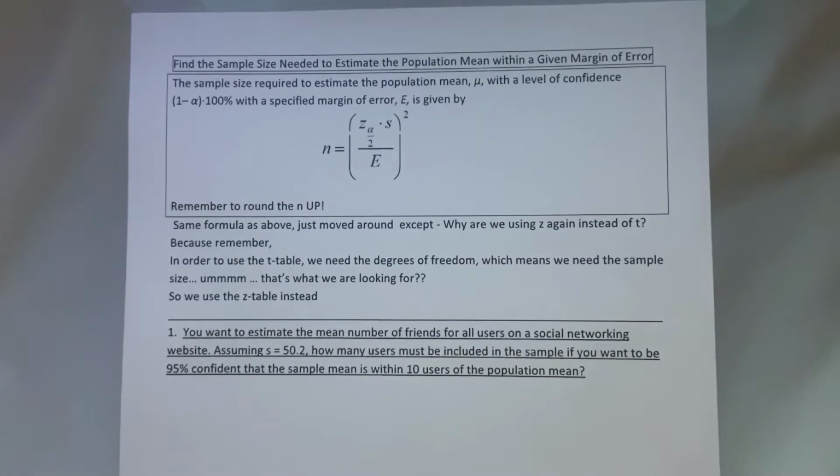Find the sample size needed to estimate the population mean with a given margin of error. The sample size required to estimate the population mean mu with a level of confidence, with a specified margin of error, is given by n equals z alpha over 2 times s, where s is our standard deviation, divided by e, all squared, and you round up.